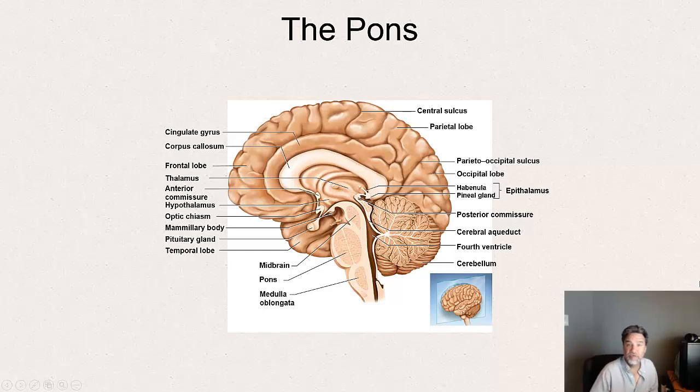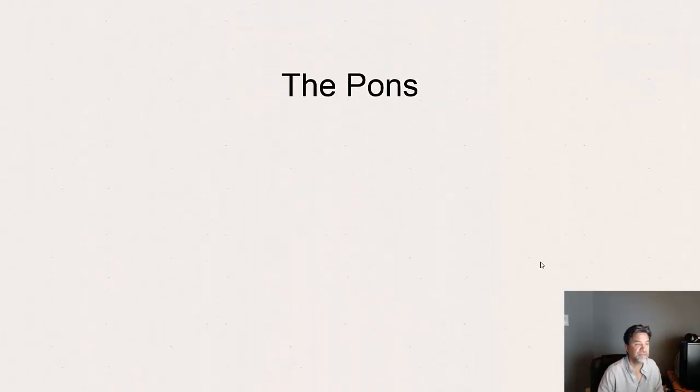All right, well, we're moving on up, right? So let's look at, we just saw the medulla oblongata. Let's move on up here to the pons and a little bit into the midbrain as well. We're going to kill two birds with one stone in this particular chapter.